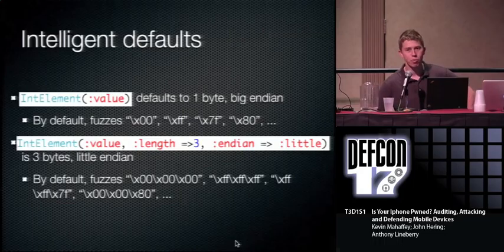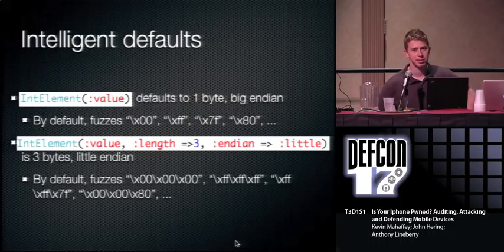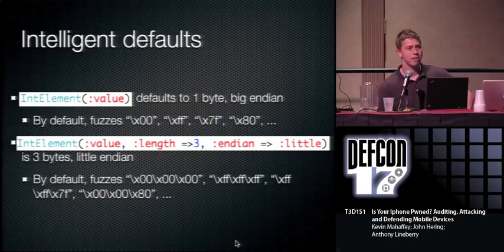So, important first of all is intelligent defaults. You create an int element. It says, I'm going to be a 1-byte int element. Not that endianness matters, but if you said, I want a 2-byte int element, it will default to big endian too. I'm kind of a Ruby on Rails junkie, so the concept of convention over configuration speaks very truly to me. Second of all, let's imagine you want, for some reason, a 3-byte little endian integer. It will create that for you.